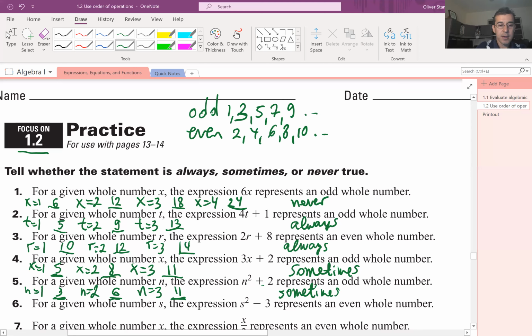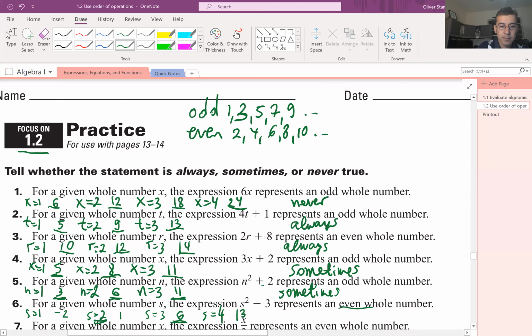Sometimes. That's 5. Number 6, for a given whole number s, the expression s squared minus 3 represents an even whole number. Let's try a couple. s equals 1. You get 1 squared is 1, minus 3 is minus 2. Then if s is 2, we get 2 squared is 4 minus 3 is 1. If s is 3, we get 3 squared is 9 minus 3 is 6, right? And then if s is 4, 4 squared is 4 times 4, which is 16, minus 3 is 13. So you can see that it represents an even whole number, yes, but sometimes.